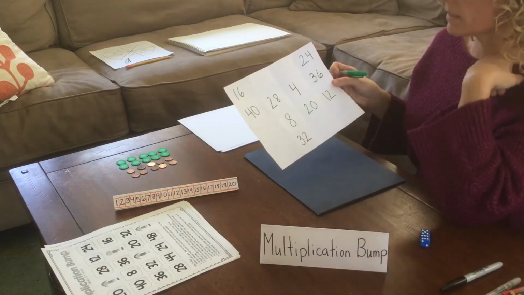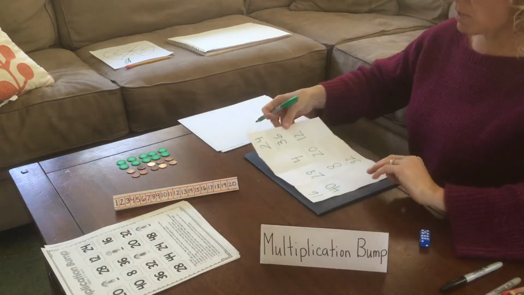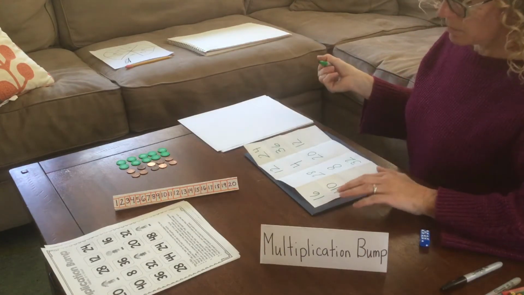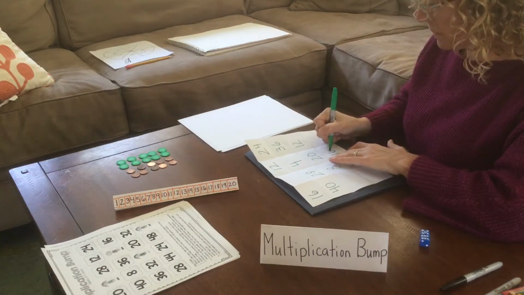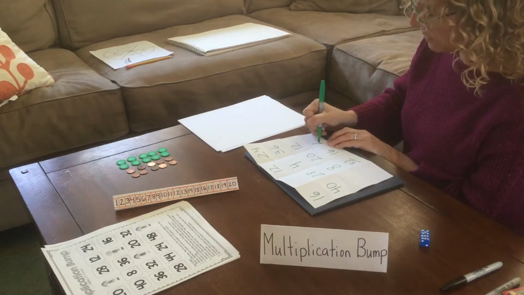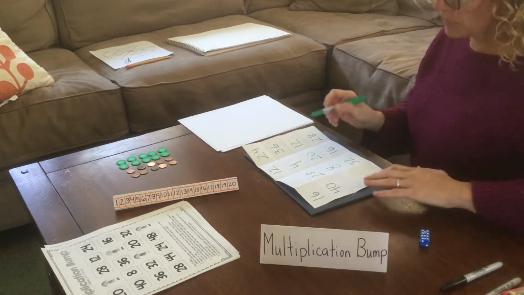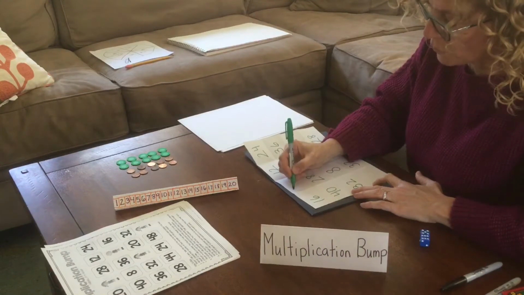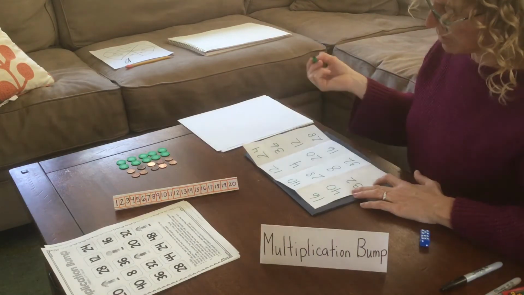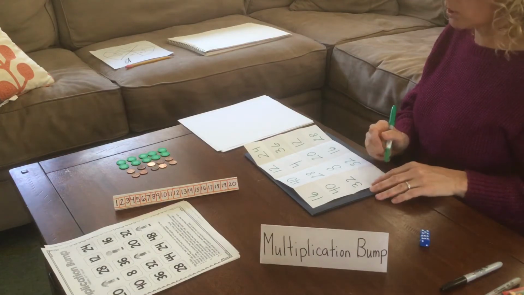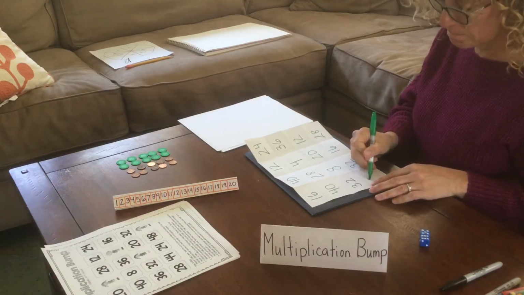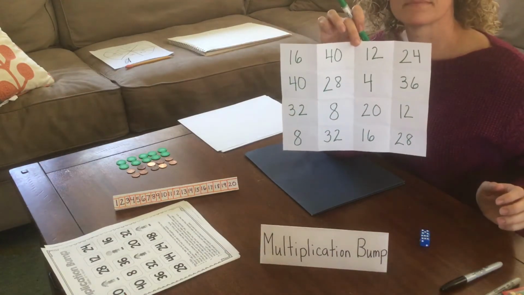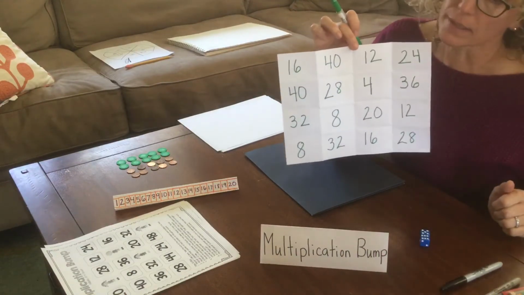So now we have some empty boxes, and we can put some other ones back in there. So I am going to pick, well, let's put another 12. 4 times 3. Maybe another 16. 4 times 4. Another 28. Maybe another 32. How about another 40? And last but not least, we'll just do another 8. Okay, so there's our game board. These are all products of 4.